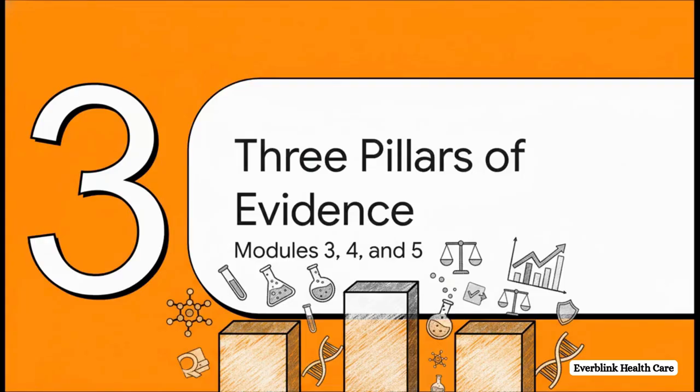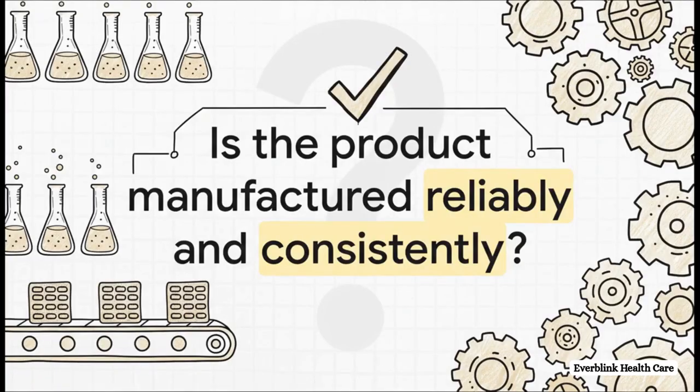All right, we're now zeroing in on the absolute heart of the application, Modules 3, 4, and 5. You can think of these as the 3 great pillars of evidence. This is where all the raw science lives, and each of these pillars is designed to answer a critical question that every single regulator on the planet needs an answer to. This is the very first question on any regulator's mind.